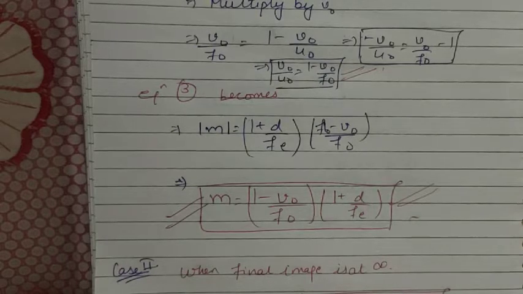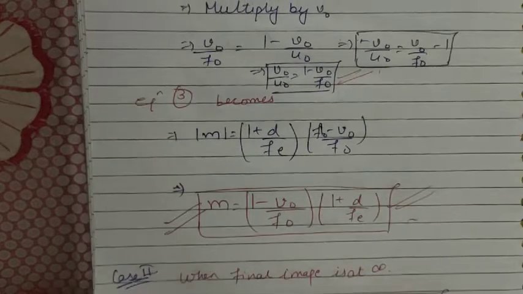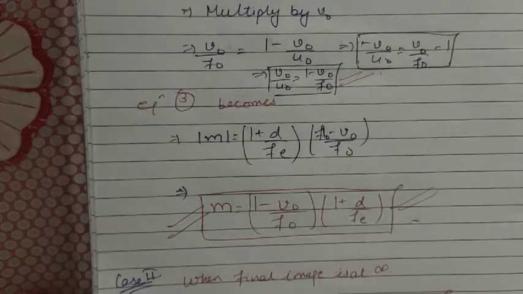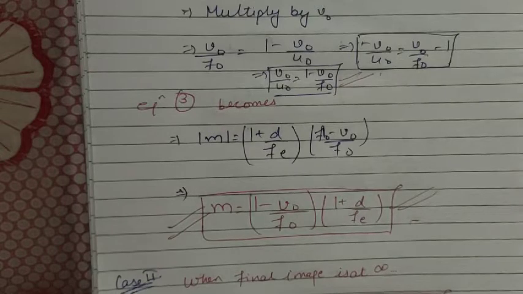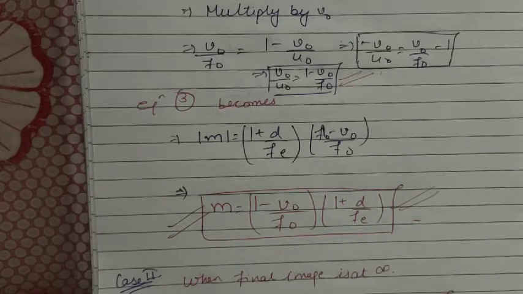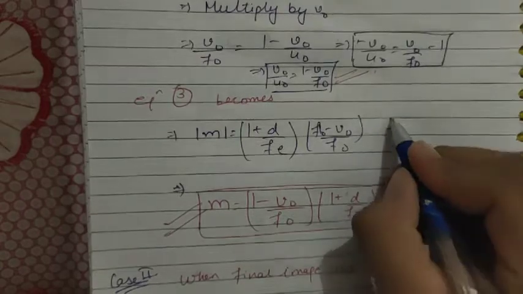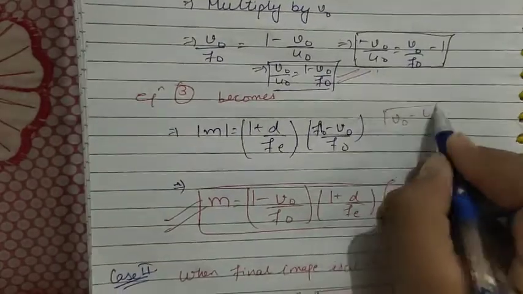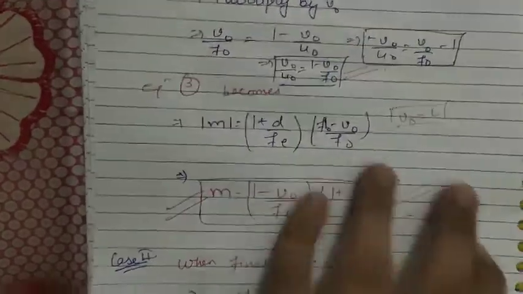Is it clear? When the final image is formed at infinity, second case, then the magnification becomes minus of L divided by F naught into D divided by Fe. Is it clear? L is the length of the microscope tube. That is V naught. V naught becomes L in this case. Okay?